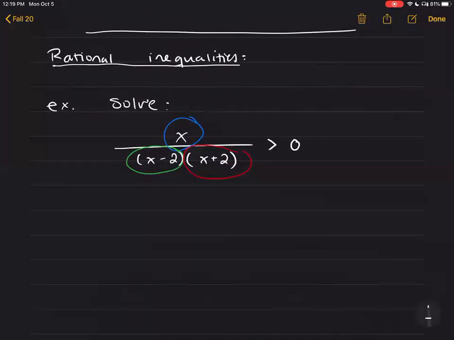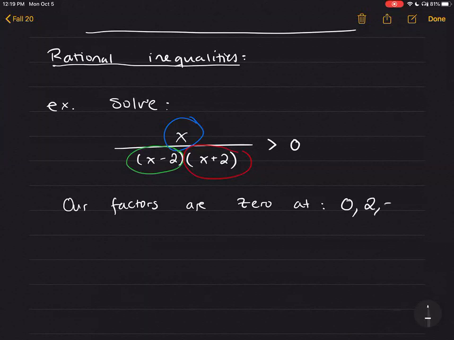So our factors are 0 at... the blue one is 0 when x equals 0. So you have 0. The green one you can solve, and you'll find that it's 0 when x equals 2. You can plug that in: 2 minus 2, 0. That checks. And then the other one is just the opposite sign, and it's negative 2. So here are our zeros, which is good.